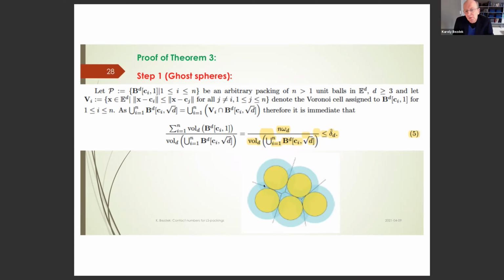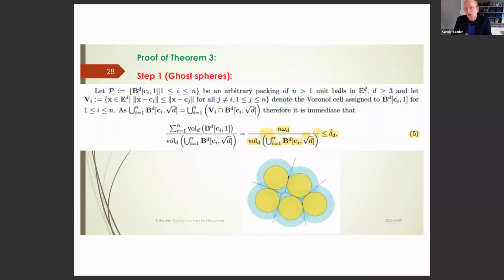And then in this way, we generate overlapping balls, larger balls, and we look at the union. And the proof is based on an isoperimetric property of the union of these larger balls. The proof gives a lower bound on the surface area of these balls, as well as an upper bound.